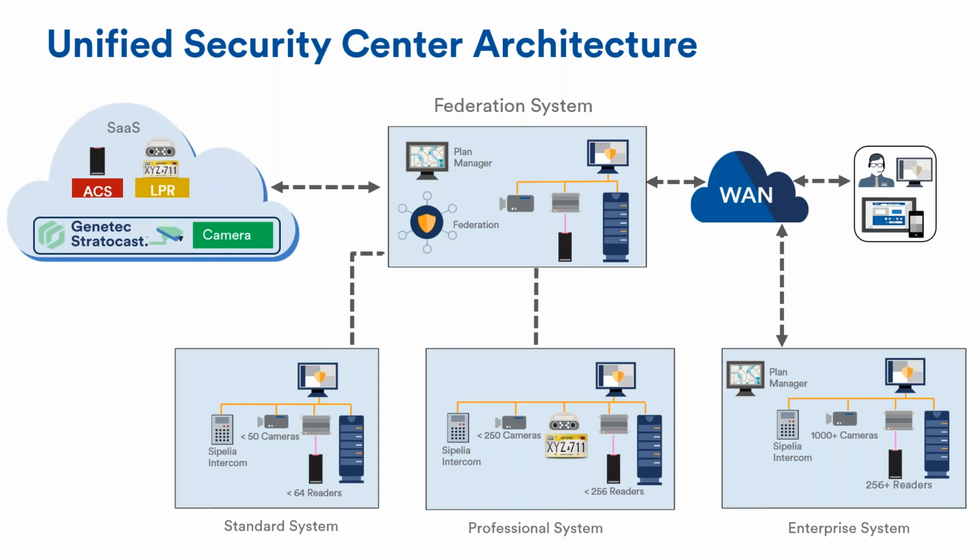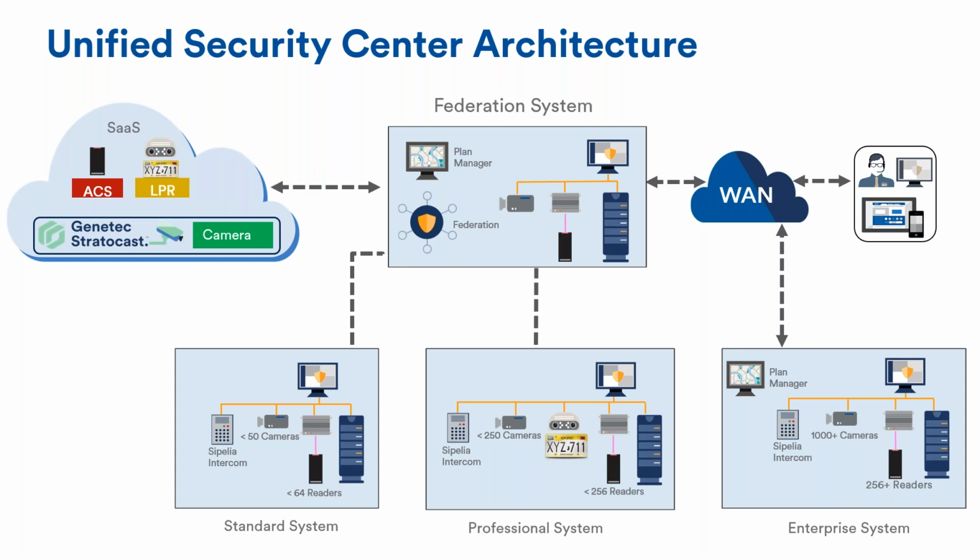This diagram basically explains some of the capabilities of the Unified Security Center architecture. As can be seen over here, the Genetec Security Center platform is very flexible. It could be installed in a small environment where you have less than 50 IP cameras and less than 64 access control readers, in a medium-sized environment where you have less than 250 cameras and up to 256 readers, and in an enterprise environment where you could have more than 250 cameras and more than 256 readers.